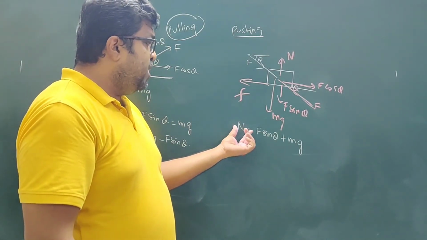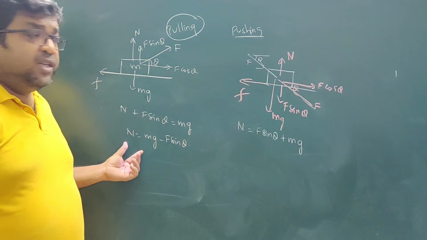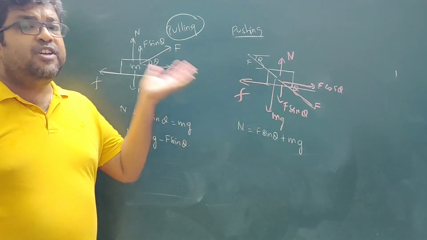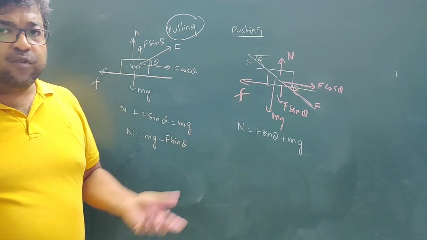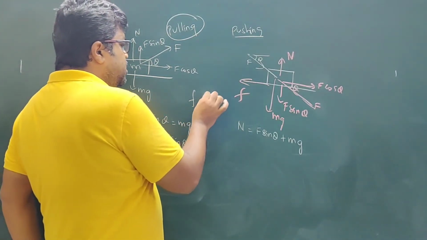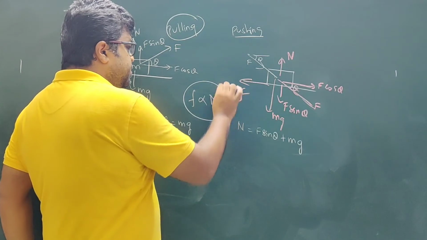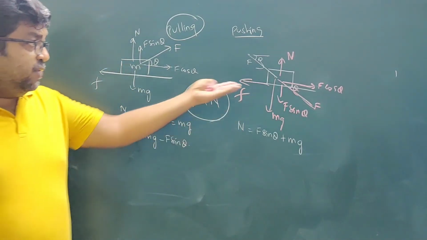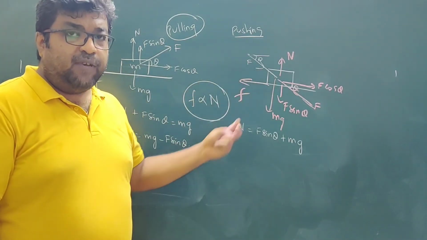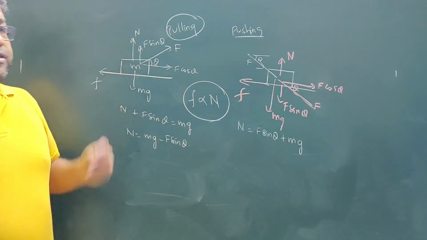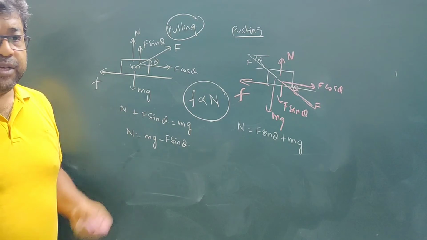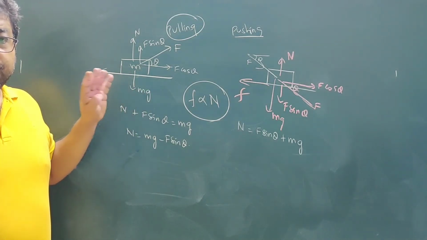So obviously this normal reaction is greater than this normal reaction. So when you are pushing, the value of normal reaction increases. Now if the value of normal reaction increases, frictional force will also increase, because frictional force is proportional to normal reaction. Correct? So here the value of friction will be more. Here we have more opposition to the motion. So it is for this reason pulling is easier than pushing. I hope this concept is clear.